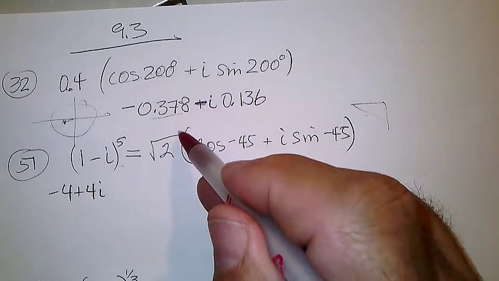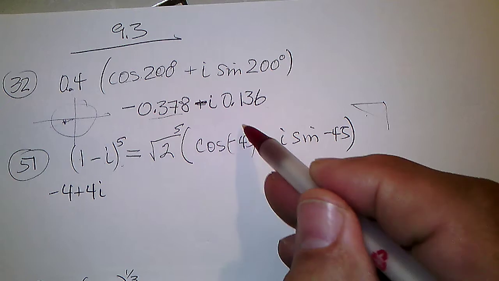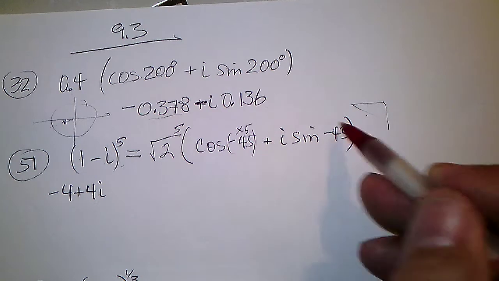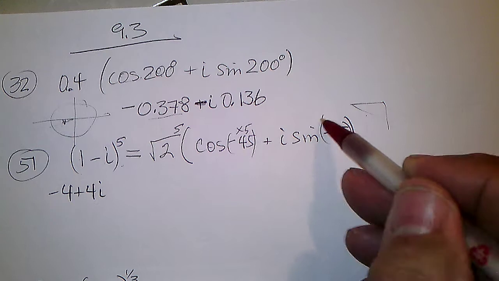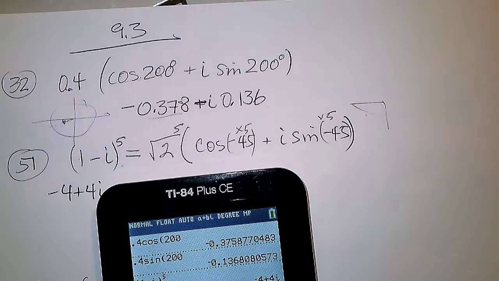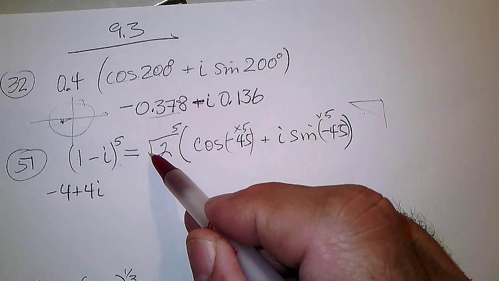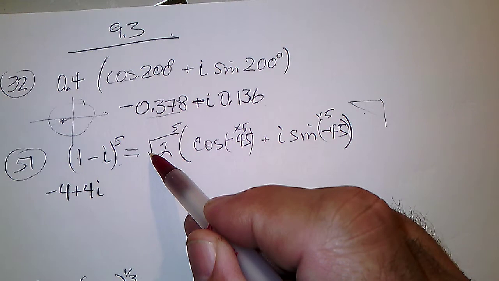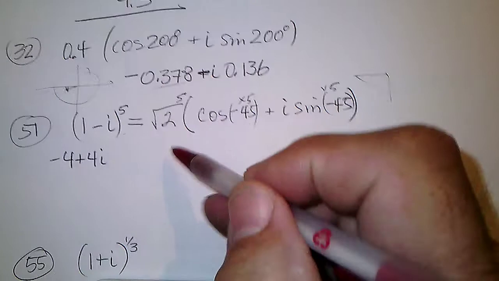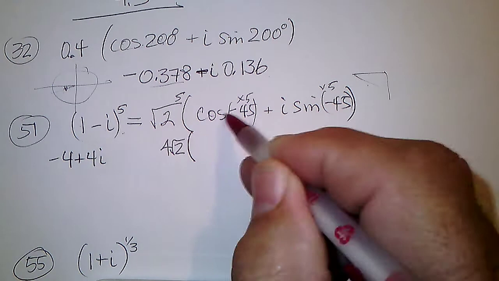And to take it to the fifth, I take this to the fifth, and I multiply the angle times 5, and this one times 5. So the square root of 2 to the fifth would be square root of 2 times square root of 2 is 2, times square root of 2 times square root of 2 is another 2, times square root of 2 would be 4 square roots of 2.